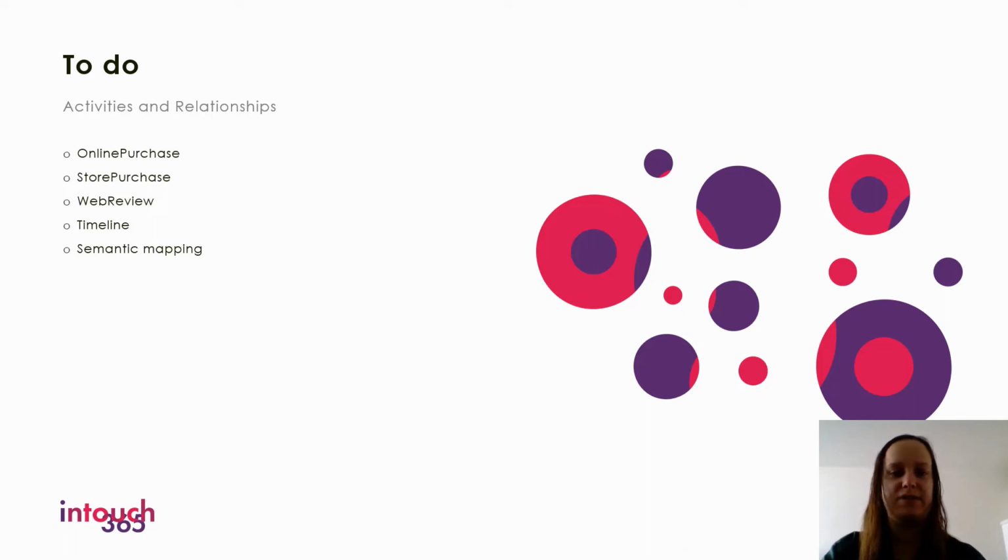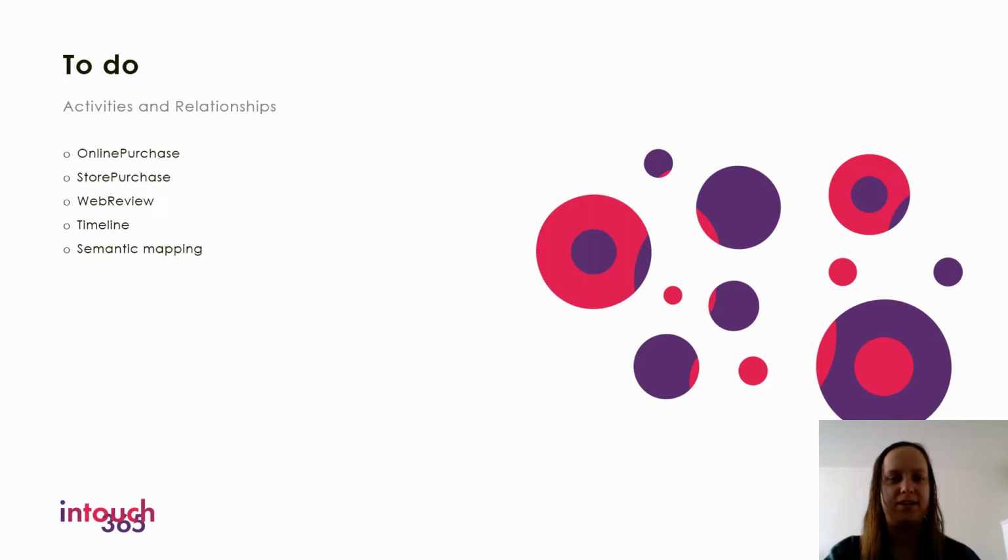For this, we'll have to define the relationships between our customer data and the activity data. Otherwise, the activities won't show up in the customer profiles. We'll also make sure to add semantic mapping to the activities, as this helps Customer Insights with analyzing the data, which we will need during the intelligence video.